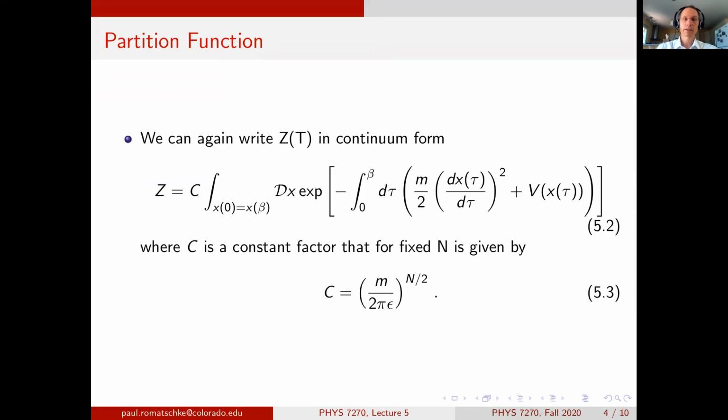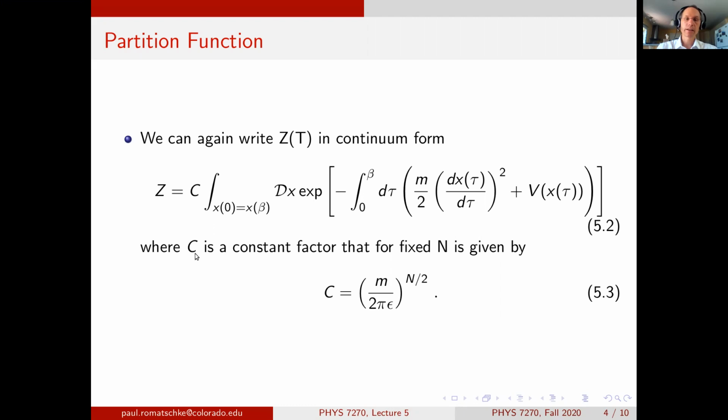Similar to what we discussed in lecture 4, it is possible to write the partition function in continuum form by introducing this continuous coordinate tau instead of the labels x_i. If we do so, then we find that the partition function Z is given by a constant times the path integral over x times the exponential of this particular form.